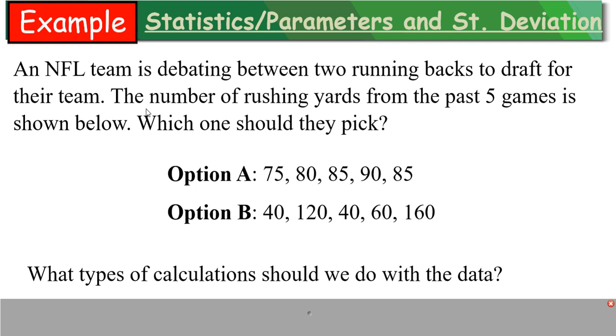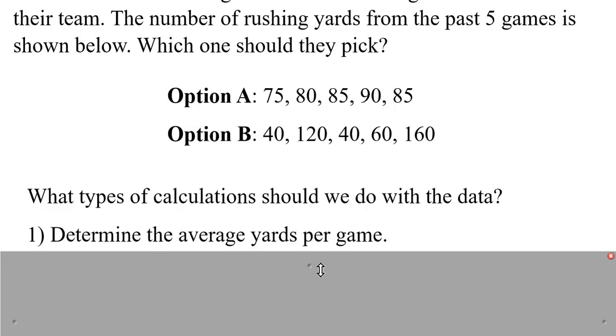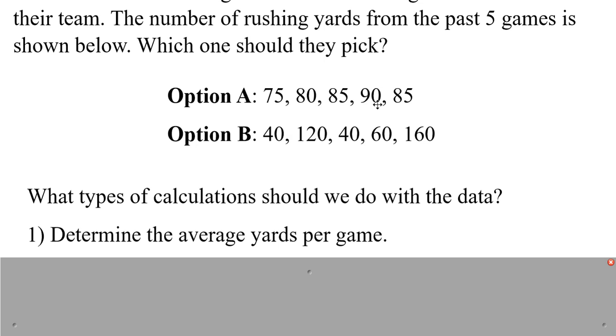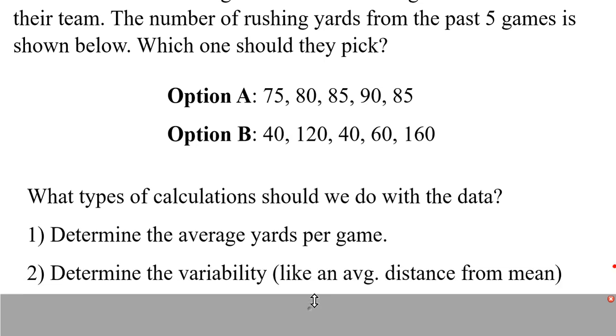Option A has the following results from the last 5 games that they played. Option B has the following 5. You can see for yourself. What type of calculations do you think that people do with it? Well, I'd hope you would have guessed the first thing they probably do is get an average. Yeah, they want to know what's typical. The next thing they want to know is how consistent they were.